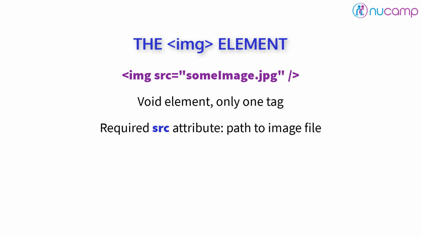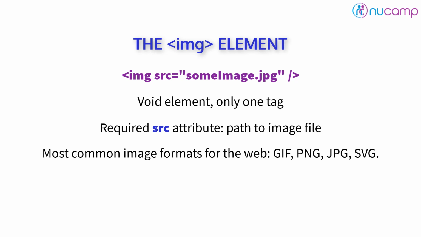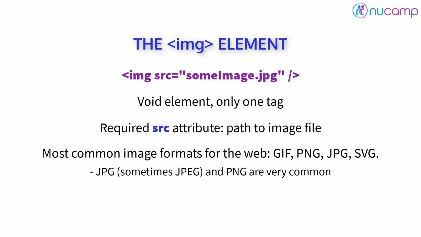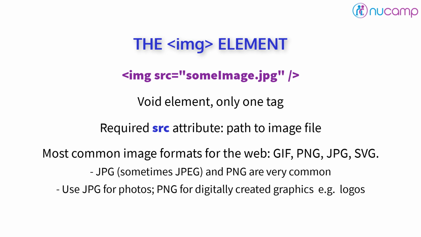SRC is short for source, which contains the path to the image file. This can be a relative or absolute path. The most common image formats for the web include GIF, PNG, JPEG, and SVG. JPEG and PNG are very common, and a basic rule of thumb is to use JPEGs for photographs and PNGs for digitally created graphics such as logos.